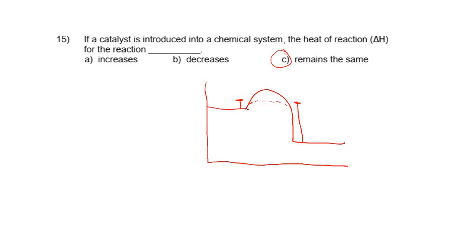But notice what's not changing: our delta H, our difference between the reactants and the products, is not changing. It's staying exactly the same. So the hill getting higher or lower has no effect on the difference between the reactants and the products. Look at the visual. No matter how high or how low this hill is, it's going to have no impact on the difference between the reactants and the products, which is our delta H. Notice what doesn't change also: your PE of your reactants and your PE of your products.